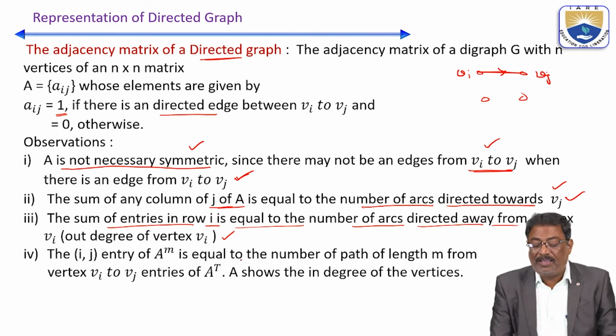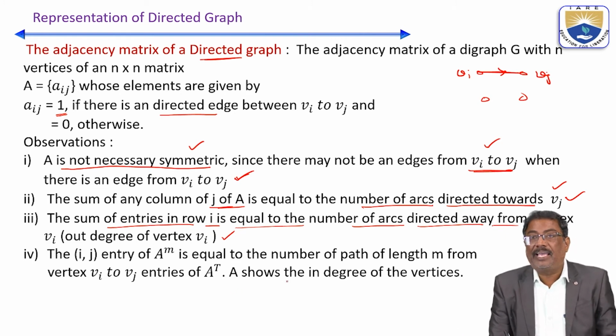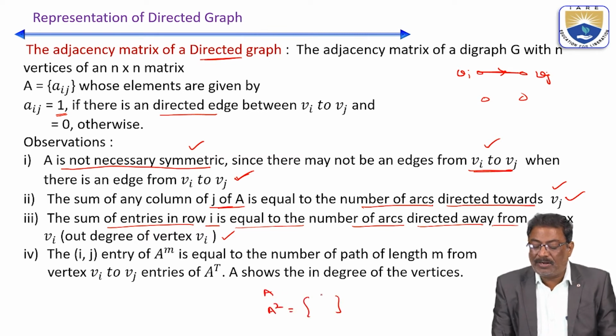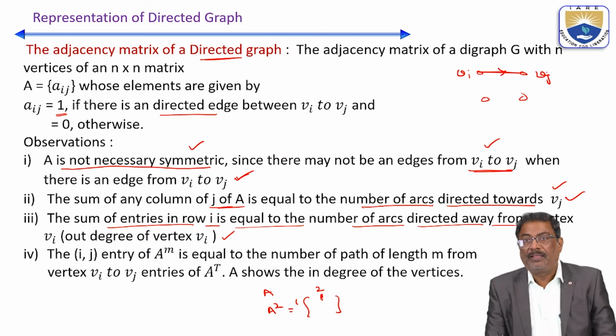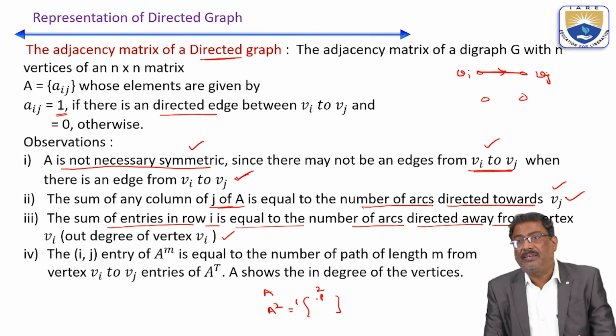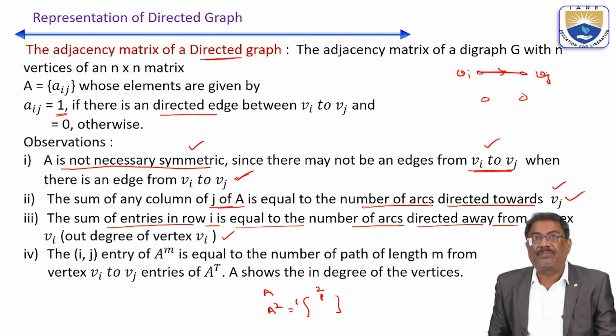Similarly, if A is any adjacency matrix and I calculate A square, then for any particular element, if it is 1, say in the first row, second column, then from V1 to V2 there is a path of length 2, which is similar to undirected graphs.